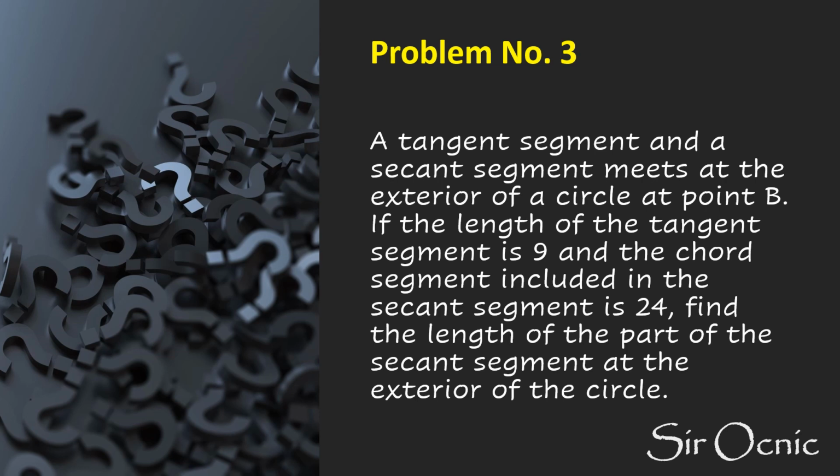Let us have our third problem. A tangent segment and a secant segment meet at the exterior of a circle at point B. If the length of the tangent segment is 9 and the chord segment included in the secant segment is 24, find the length of the part of the secant segment at the exterior of the circle.